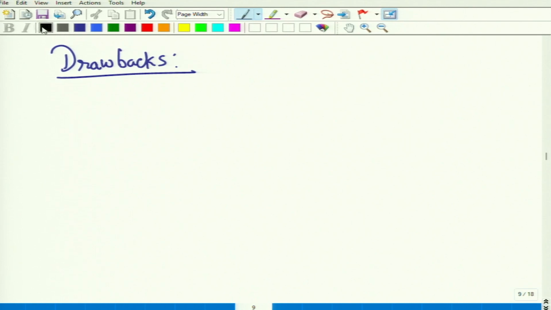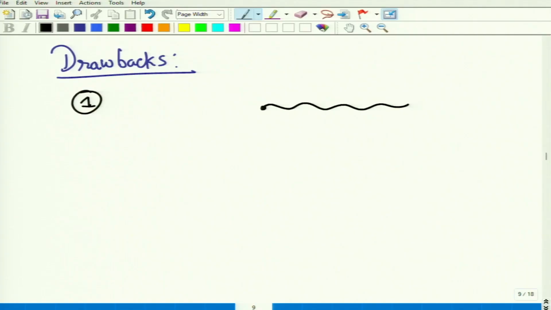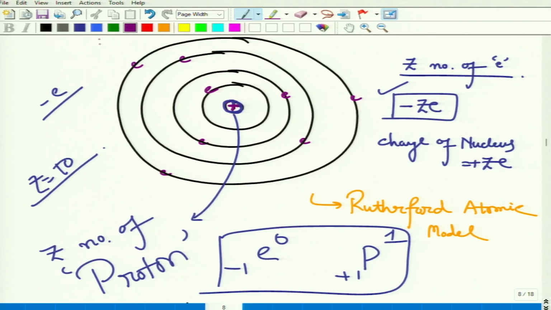There are mainly two drawbacks. First, according to the classical theory of electromagnetism, we know that if there is a charged accelerating particle, then that particle should emit an electromagnetic wave. We have discussed this. If there is some accelerated charged particle, it should emit some electromagnetic wave. So as the nucleus is steady according to Rutherford, and the electron is revolving in a circular path, which is called an orbit.